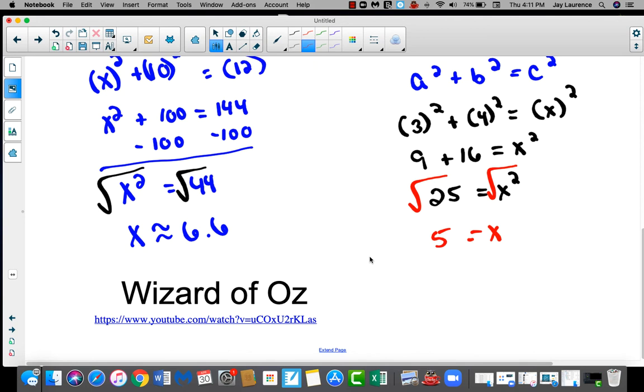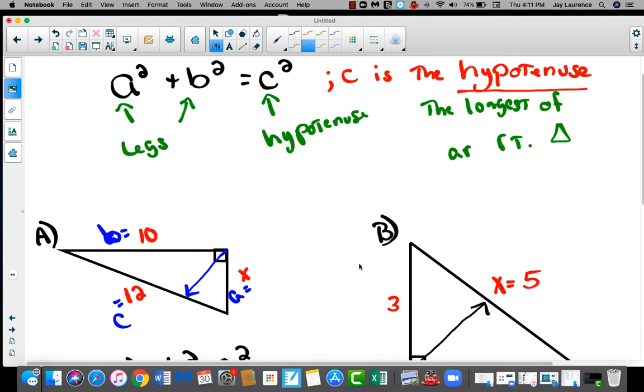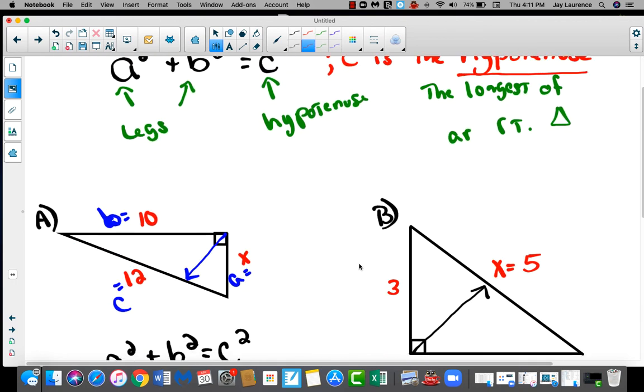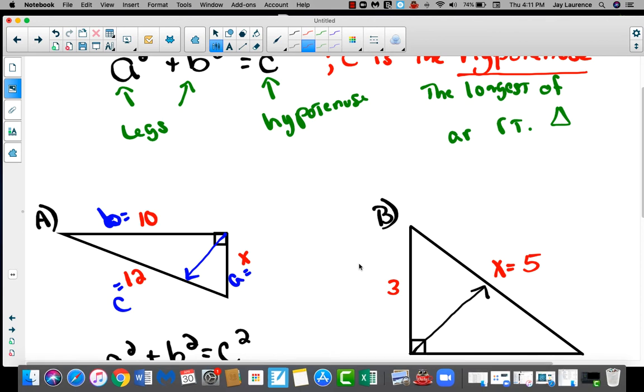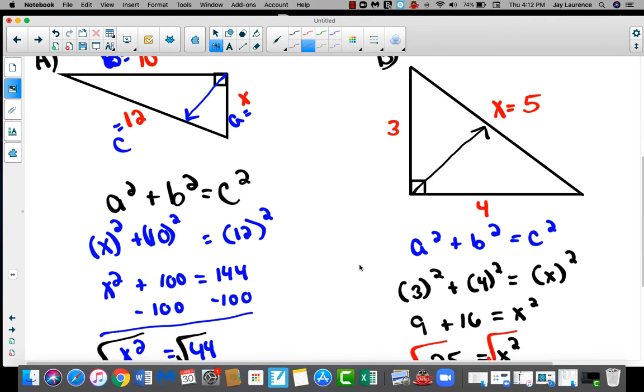That's it for the video, ladies and gentlemen. If you need more practice with this, let me know. It should be pretty simple, but it's just all about using your algebra skills correctly. Remember, this only works for right triangles, and C is always the longest side of the right triangle. It's across from the right angle. C is not the side you're looking for in every single problem. It can be, but it doesn't have to be.